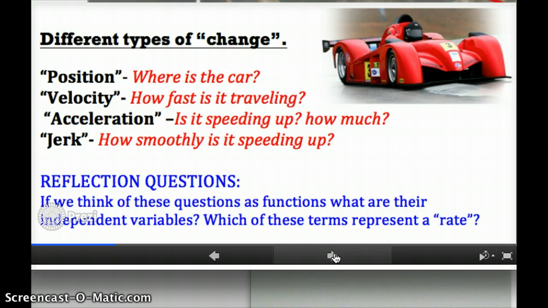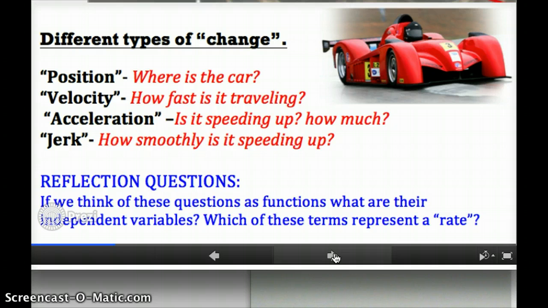You could be interested in where the car is. That would be measuring the position. You could write a function for it. Or you could be interested in how fast it's traveling, which is also a function because it could be changing. At different times, the car is going different speeds. So those are 2 separate functions, but they're also related.